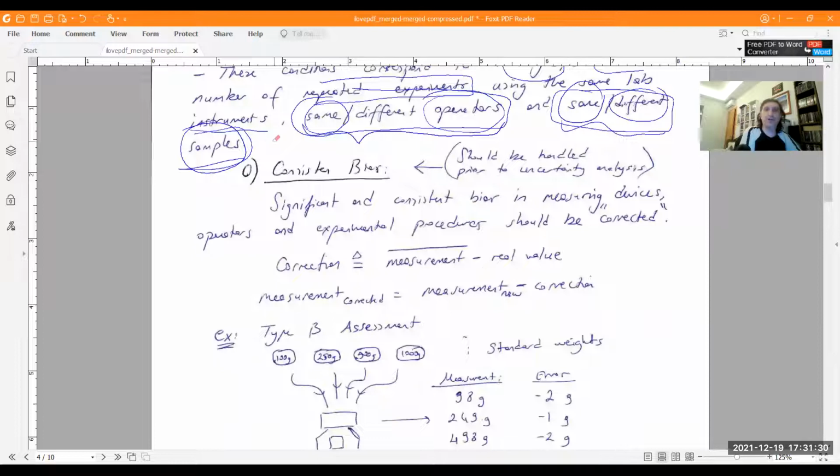as you can see, it is 0. It's not 1, because this is not a systematic, this is not an uncertain term that we are going to be using, but this is a problem that we need to first handle. This is called consistent bias. And this should be handled prior to uncertainty analysis. Now, this means significant and consistent bias in measuring device, operator, experimental procedures. And these should be corrected.